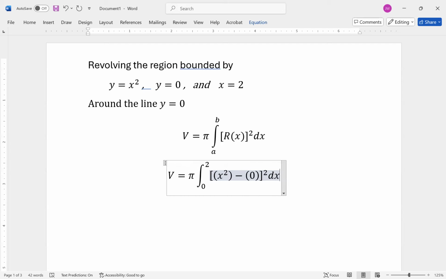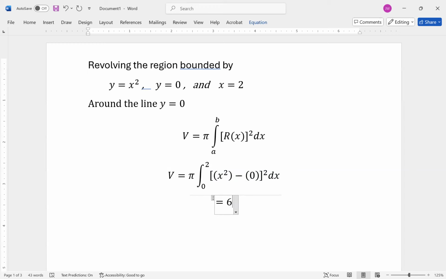And again, this is pretty easy to do by hand if you want to. But if you want to integrate with your calculator, you can do that as well. So we're going to take x squared minus 0 and then square it. That's just x squared squared. That's x to the 4th, which gives you 6.4 times pi.